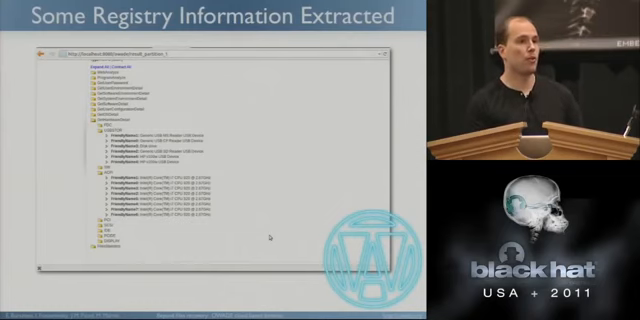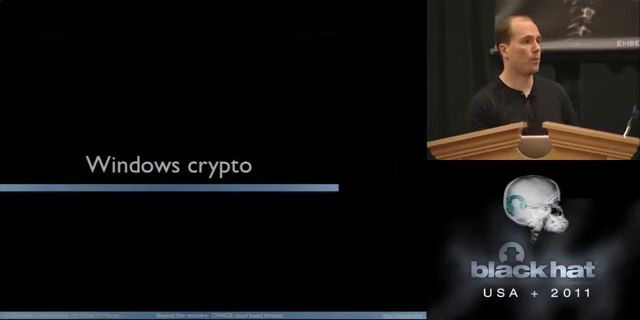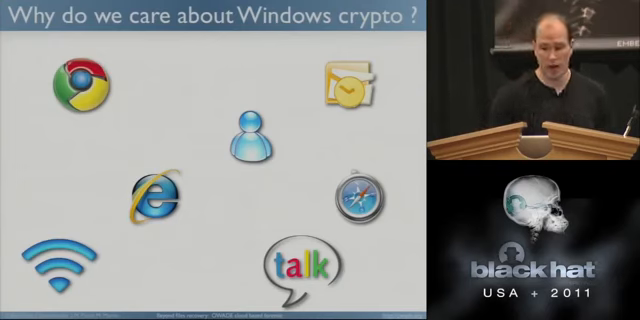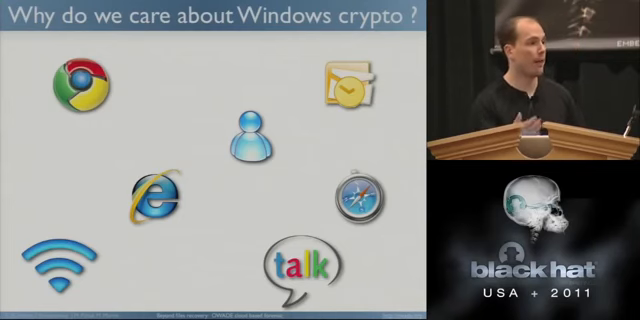Let's move on to the Windows crypto ecosystem. The crypto ecosystem by Microsoft is used by a lot of Microsoft products, of course, but also third-party software such as Google products and Apple products. So you need to be able to deal with Microsoft encryption if you want to acquire high-level data.